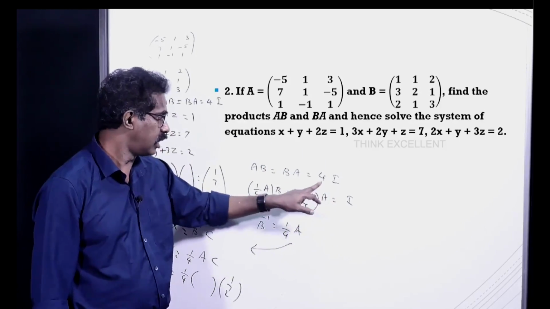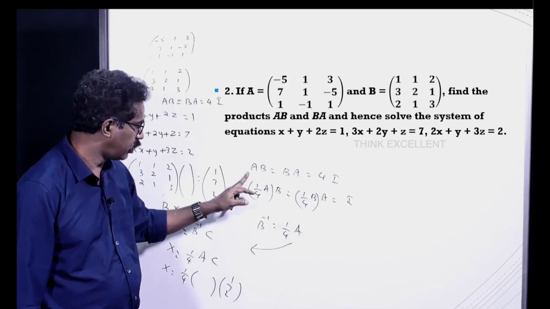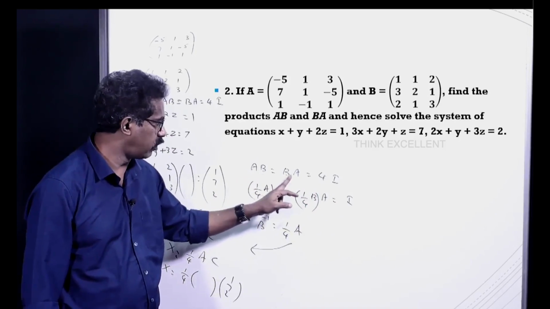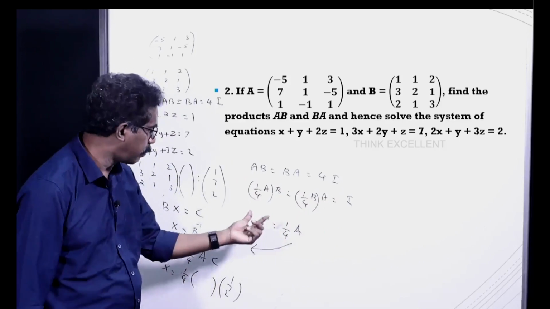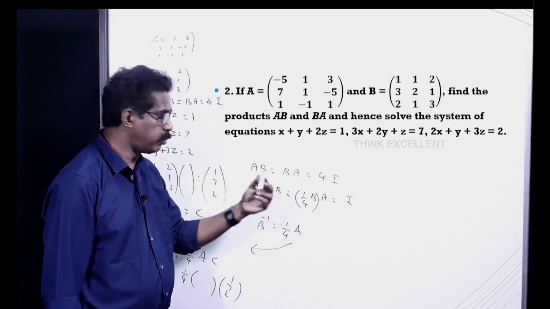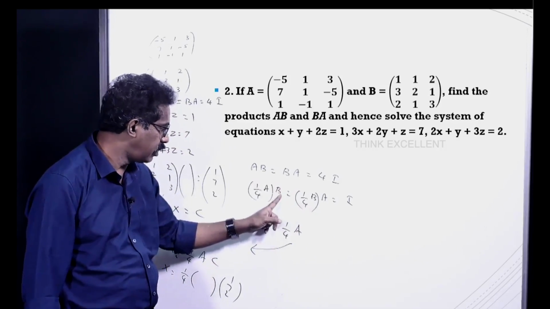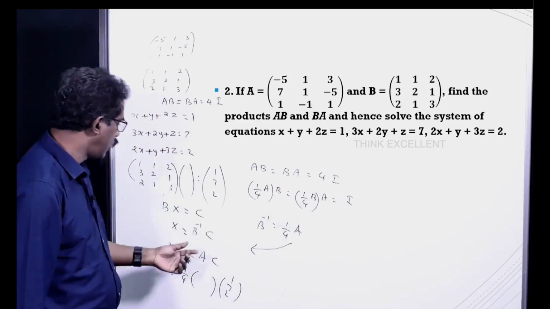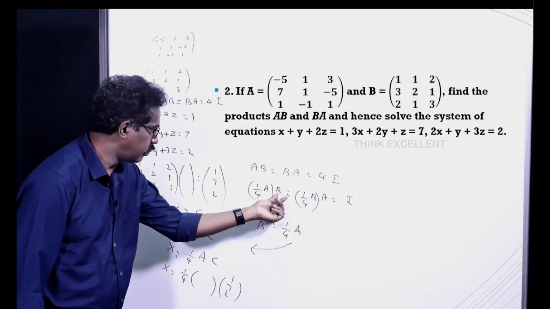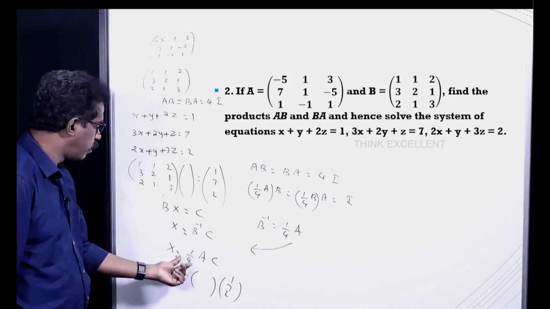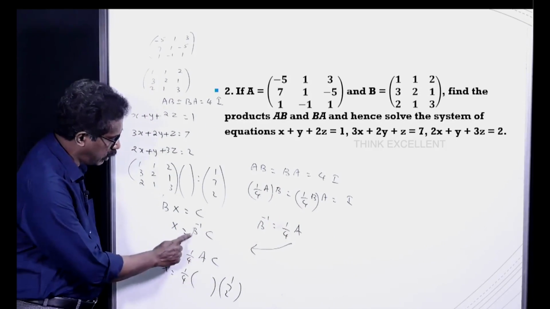So make it as I by dividing by 4. So 1 by 4 AB equal to 1 by 4 BA equal to I. You can combine like this. So you can find both the inverses. A's inverse is 1 by 4B. B's inverse is 1 by 4A. We want B's inverse, so B's inverse is 1 by 4A. That 1 by 4A you substitute.